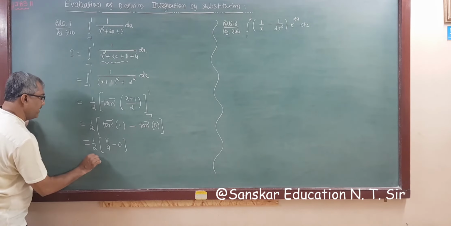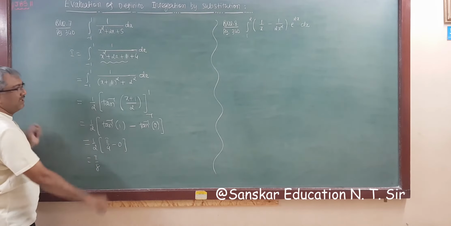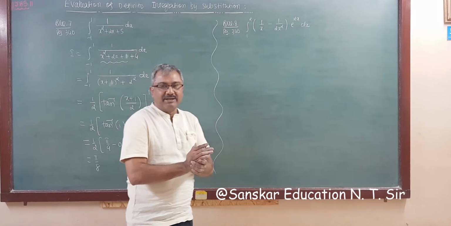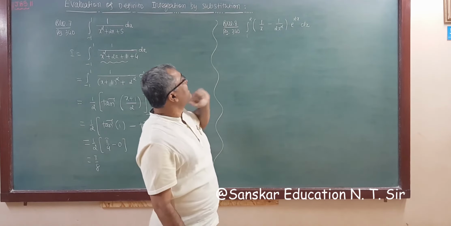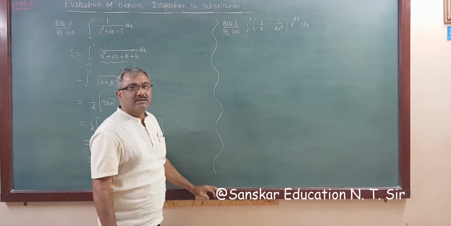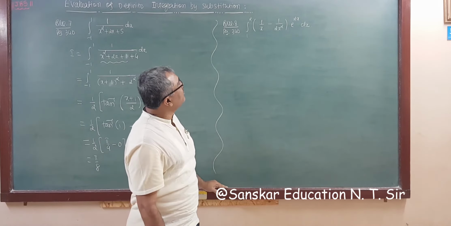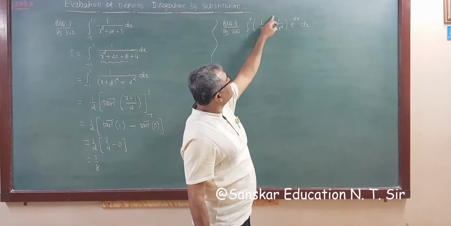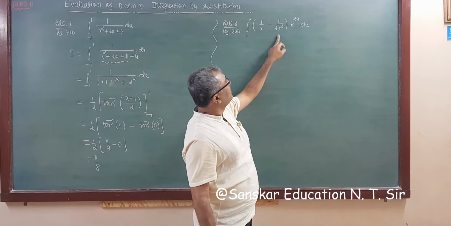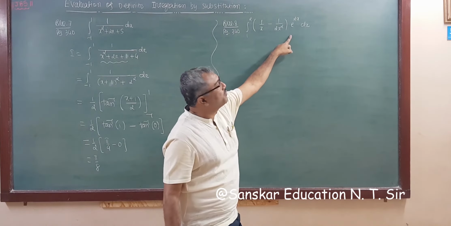So answer will be pi by 8. Answer is pi by 8. Now next question is question number 8, page 340. Integration from 1 to 2 of (1 upon x minus 1 upon 2x square) into e raised to twice x.